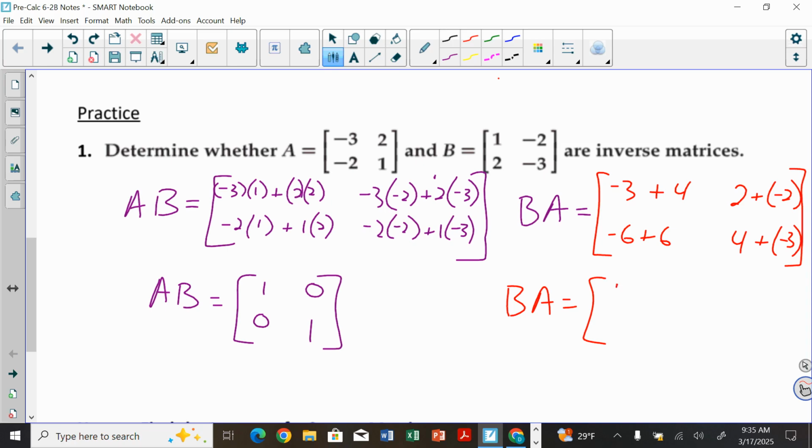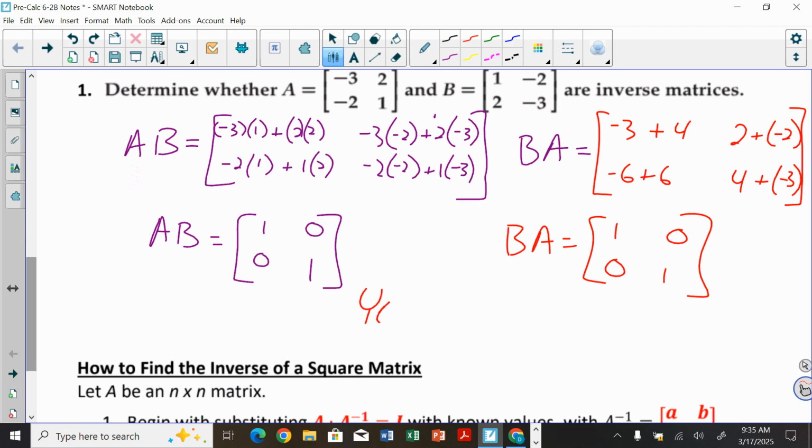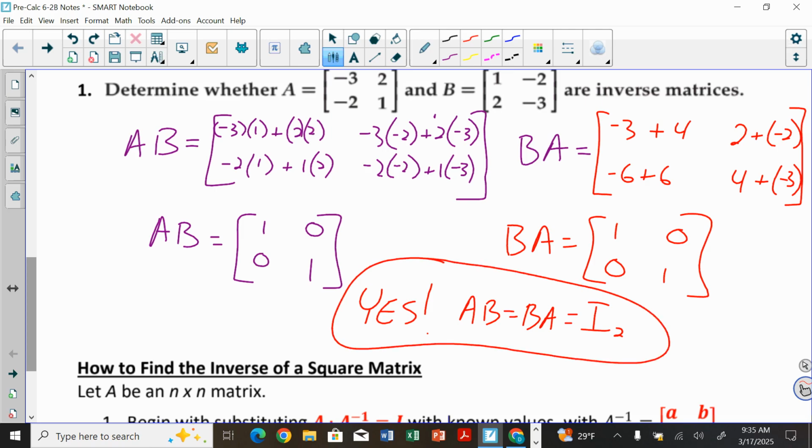Okay, so negative 3 plus 4 is 1. 2 plus a negative 2 is 0. Negative 6 plus 6 is 0. And then 4 plus negative 3 is 1. So I have the identity matrix here. So I can say that, yes, AB is equal to BA, which is equal to I2, meaning that it's a 2 by 2 identity matrix, that AB and BA were both the identity matrix. So that's what we would write.